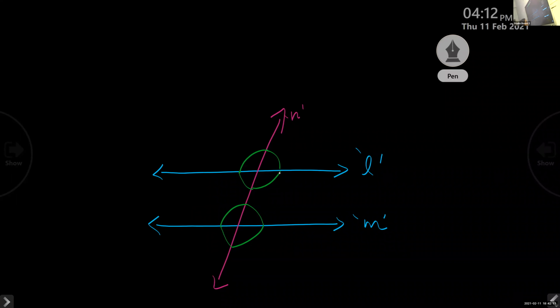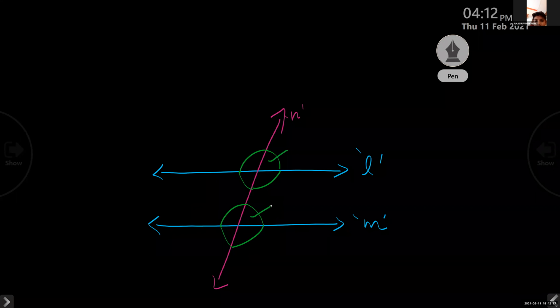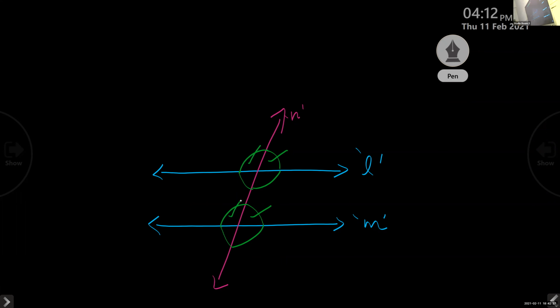Can anybody name these? What are these angles called, which I have put a tick mark on? Corresponding. Corresponding angles come on the top and on the same side of the transversal. Again, these two are also corresponding angles.